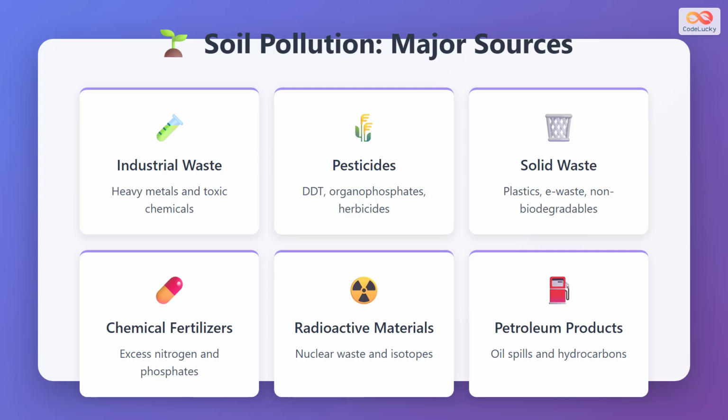Petroleum products including oil spills and hydrocarbon contamination make soil toxic and prevent plant growth. Each pollution source requires different remediation strategies to restore soil health and productivity.